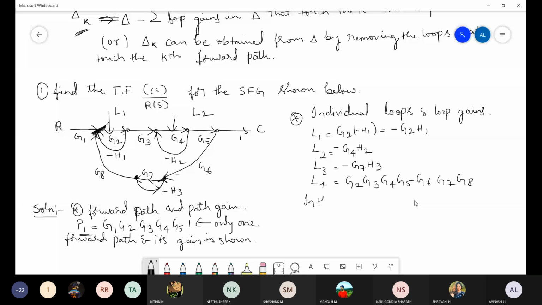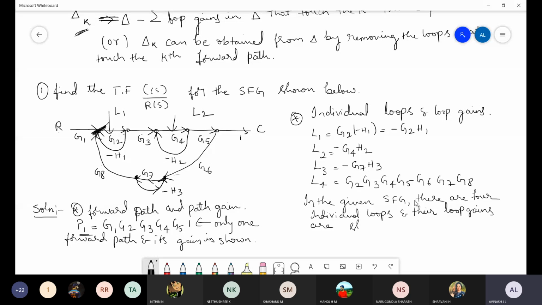So in the given SFG, there are 4 individual loops and their loop gains are shown above. Is it clear? Any doubt in this particular concept now?